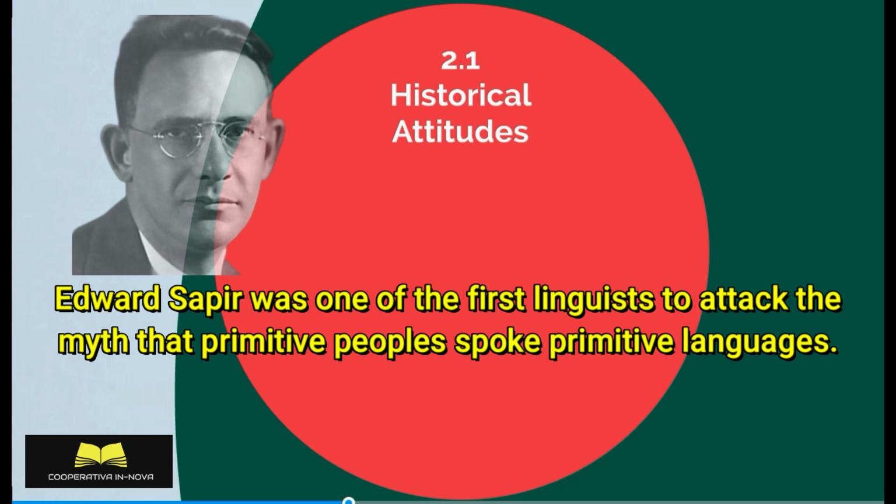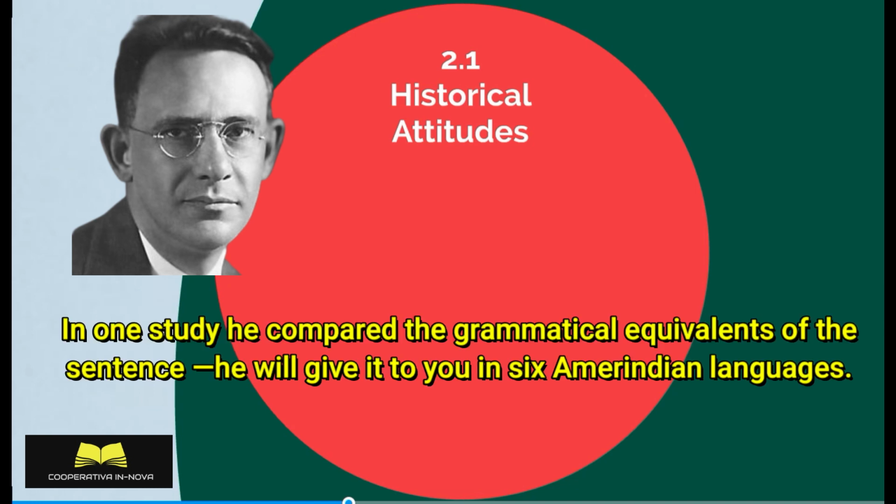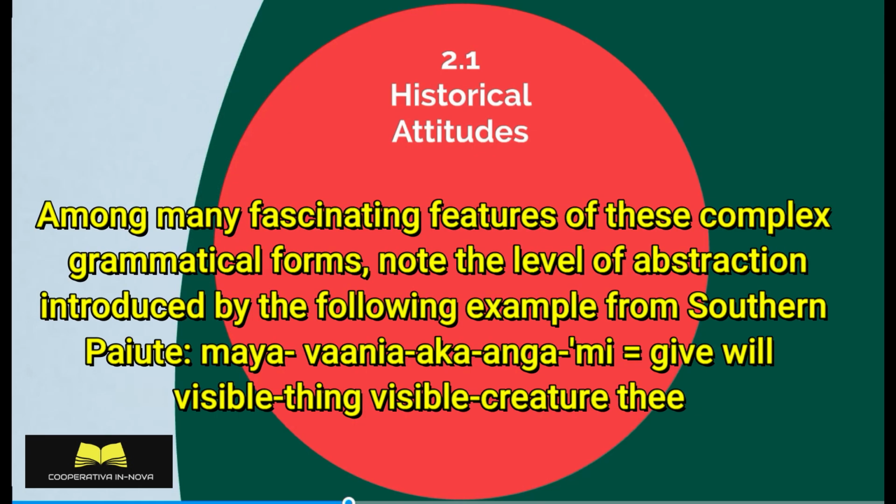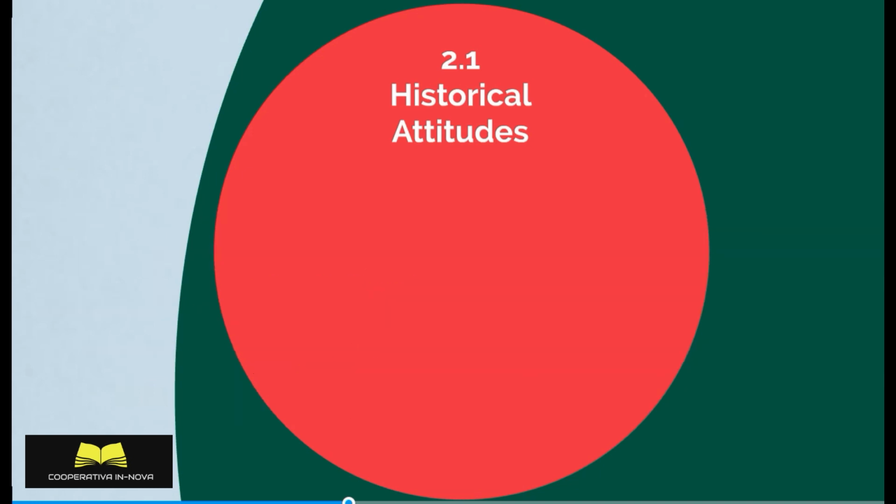Edward Sapir was one of the first linguists to attack the myth that primitive peoples spoke primitive languages. In one study he compared the grammatical equivalence of the sentence "He will give it to you" in 6 Amerindian languages. Among many fascinating features of these complex grammatical forms, note the level of abstraction introduced by the following example from Southern Paiute. Maya vania aka anga me equals give will visible thing visible creature thee.